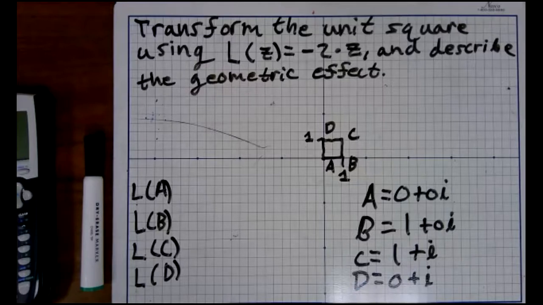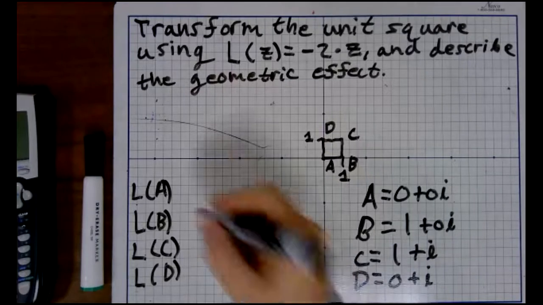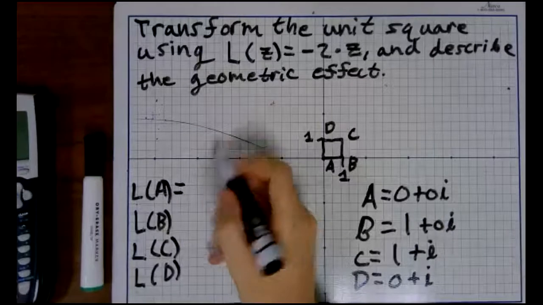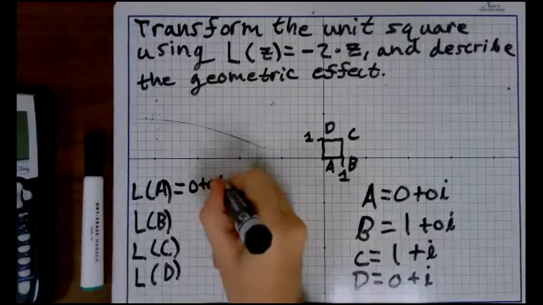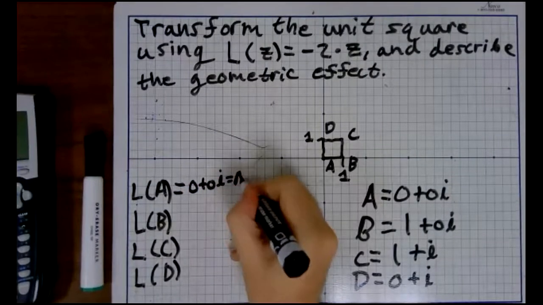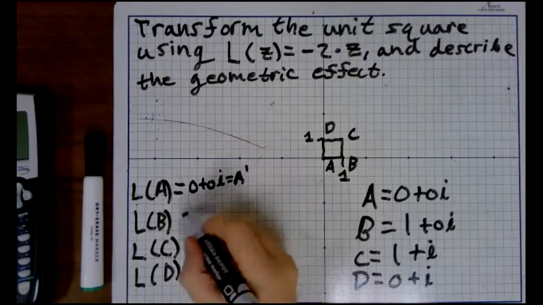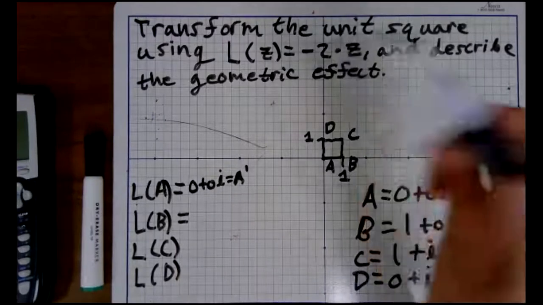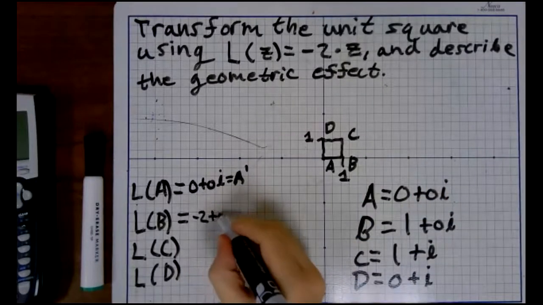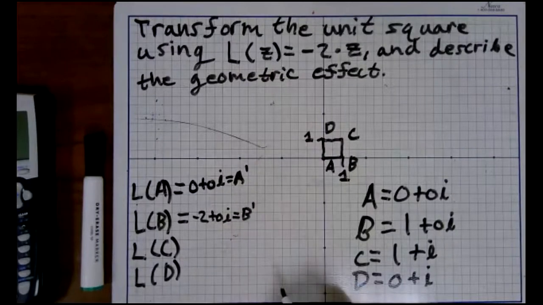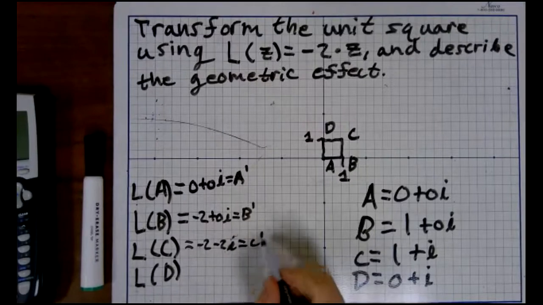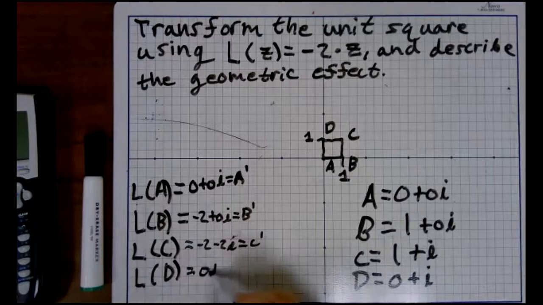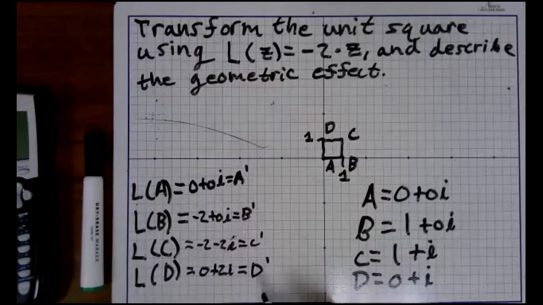All right. So, I'm going to skip the actual math doing, because I'm assuming you did that yourself. Negative 2 times 0 plus 0i, that's going to give us 0 plus 0i. And that's our A prime. L of B, 1 plus 0i times negative 2, that's going to give you negative 2 plus 0i. That is B prime. L of C, you should have gotten negative 2 minus 2i, which is C prime. And L of D should have gotten you 0 plus 2i, which should be D prime.